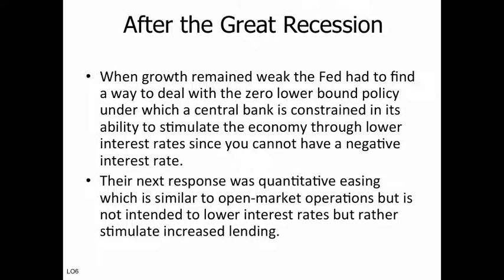When growth remained very sluggish for a long period of time, the Fed had to find a way to deal with this zero lower bound policy. Again, normal interest rates can't fall below zero. And so the Fed was constrained somewhat. They can only reduce interest rates so low. You can't reduce them any lower than zero. They can't become negative. So they also tried some quantitative easing, a little bit similar to open market operations. But this one is not intended to lower interest rates, but rather stimulate increased lending by the banks.